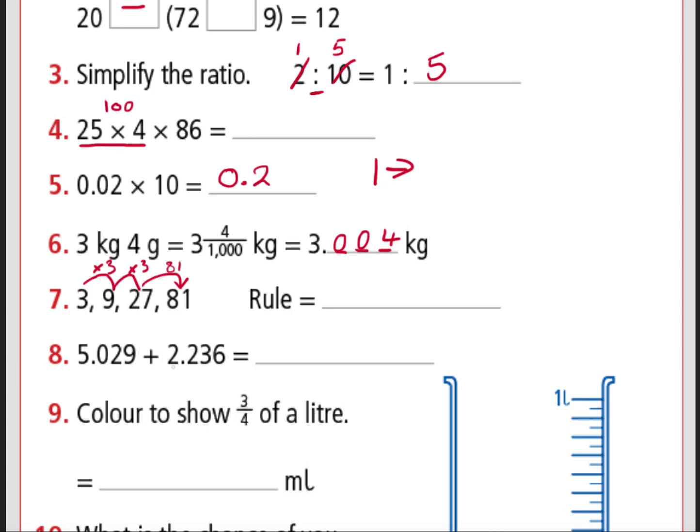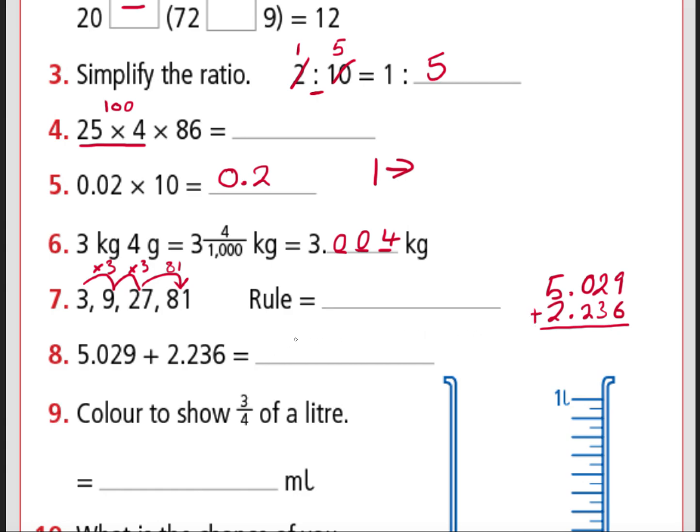Number 8, simple sum, an adding sum. As long as we keep the units on top of units and tenths on top of tenths and decimals on top of decimals, we'll be fine. So 5.029, and on the bottom 2.236. And we add those up, and that'll give us the right answer for in here.